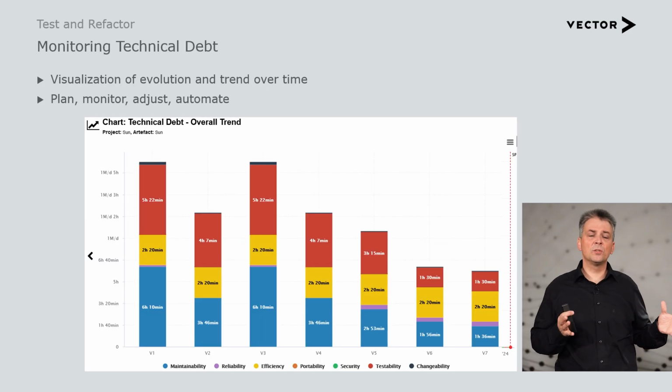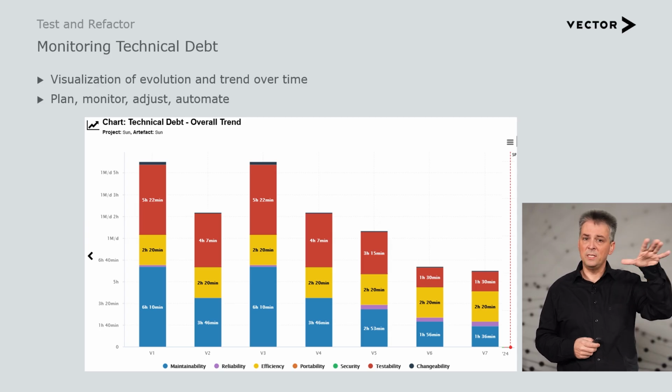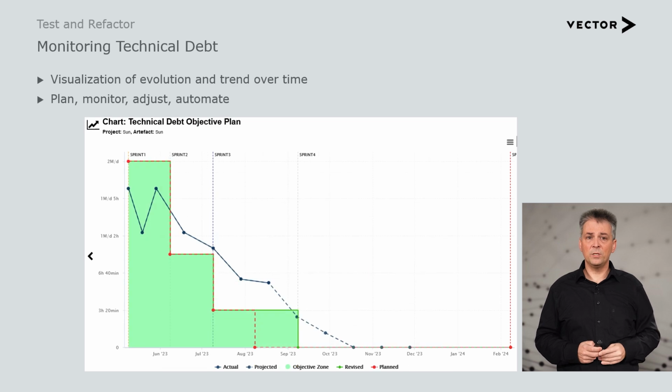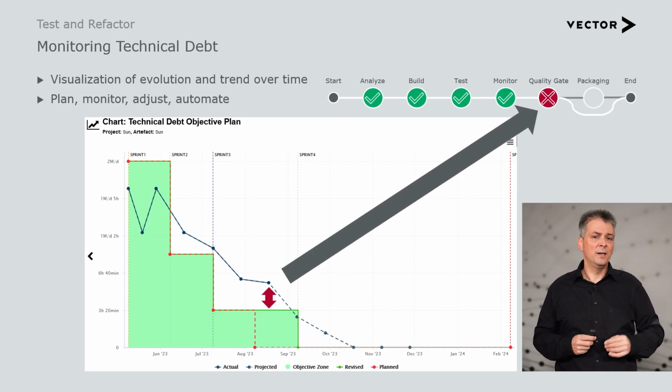And these data intelligence solutions can even take it a step further. They can visualize the evolution and trend over time. So here we see, for example, the technical debt overall trend, and we see it reducing over time. And we can also plan, monitor, and adjust that, and even automate it. So here we see the planning of a technical debt objective. And we see that we have not yet reached our goal, so we are out of the target range.